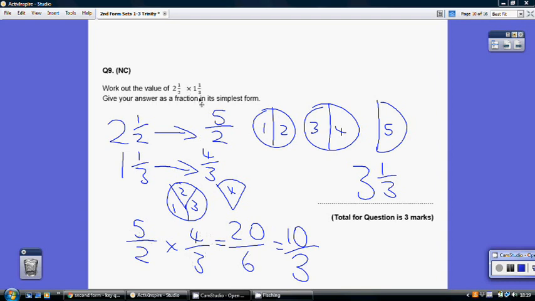Now we've been asked to give our answer in its simplest form. Both of these are even, so we can halve top and bottom, giving us 10 over 3. Now 3 is prime, so that can't get any simpler. But we now want to convert this back to being a mixed number. So how many wholes can we get out of this? Well, we're dealing in thirds, and 3/3 make a whole. So 6/3 would make 2 wholes, 9/3 would make 3 wholes. So we can get 3 wholes out of it, using up 9 bits, 1 bit left over. So our final answer is 3 1/3.